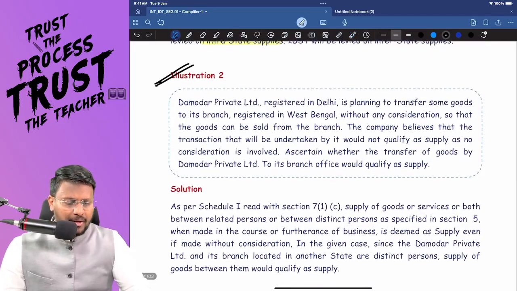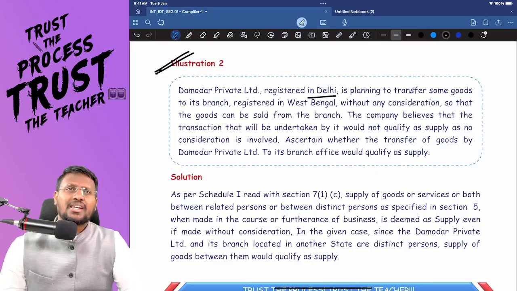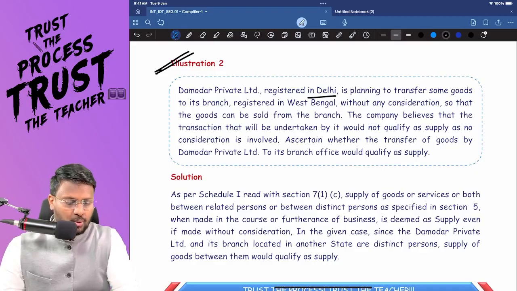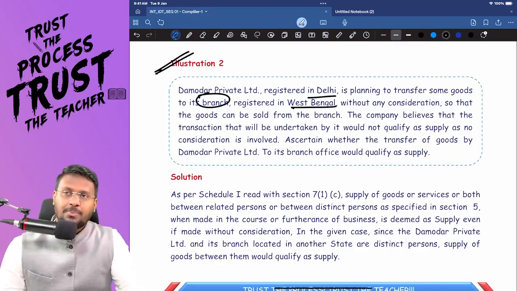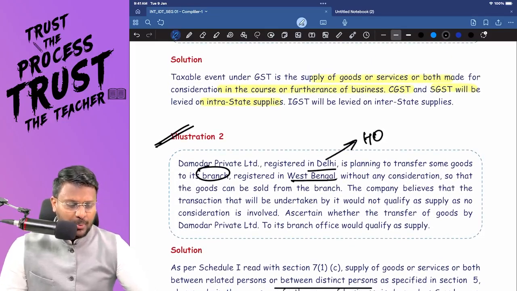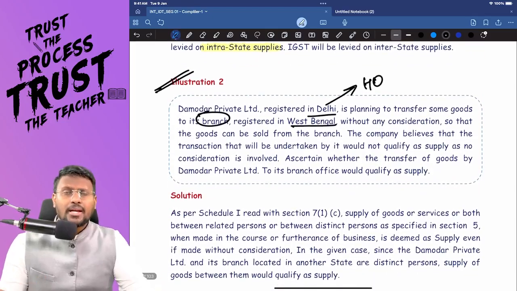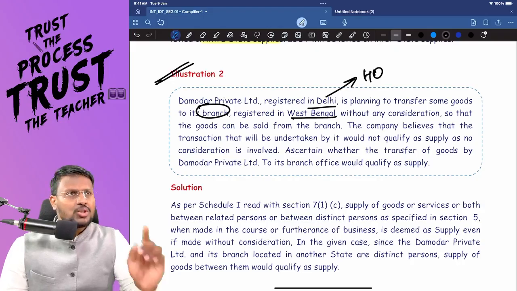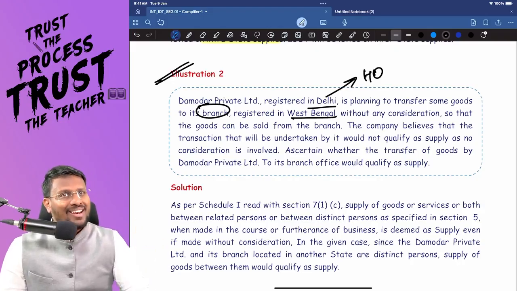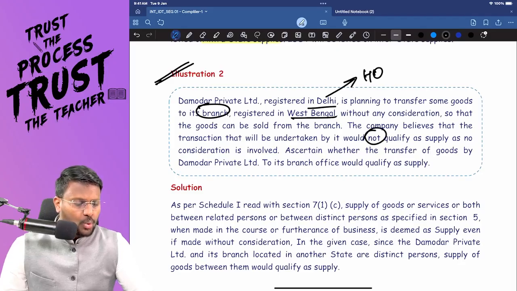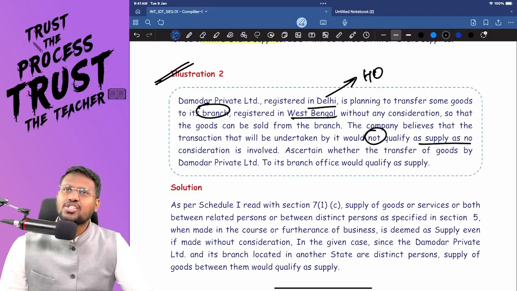Sir, Damodar Private Limited, registered in Delhi, where it has taken registration, is planning to transfer some goods to its branch registered in West Bengal. So head office is situated in where? Delhi, and branch is situated in West Bengal, without any consideration, so that the goods can be sold from the branch. Sir, these two guys are what person? Related person or distinct person. Company believes that the transaction that will be undertaken by it would not qualify as supply as no consideration is involved.